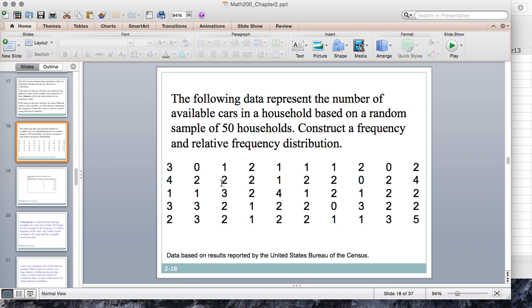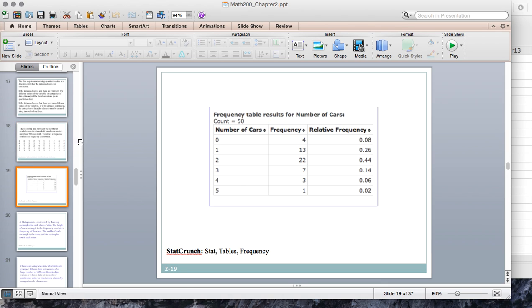So this is our raw data here. And if you look at what a relative frequency distribution looks like, it looks something like this. All it's done is take our raw data and allow us to put it in a form that we can read. So it's a little more organized, a little nicer. We can see very easily that the largest category is the number of households that have 2 cars.